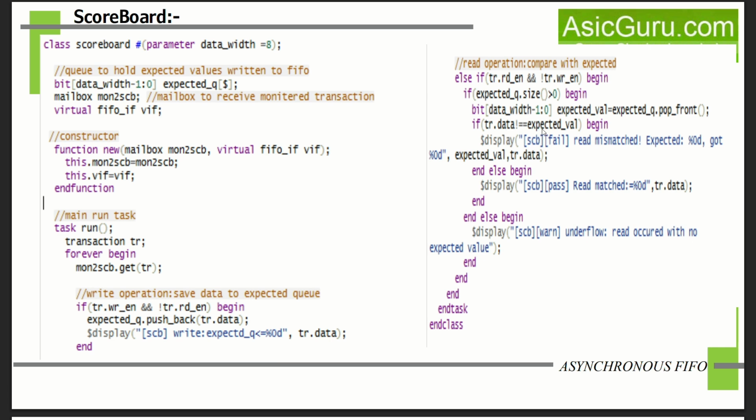If it is not equal, that means our test case has failed. If it is equal, that means our test case has passed. If the Q size is not greater than 0, it means it goes to underflow, read occurs with no expected value. So here our scoreboard tells whether our test case has passed or failed.